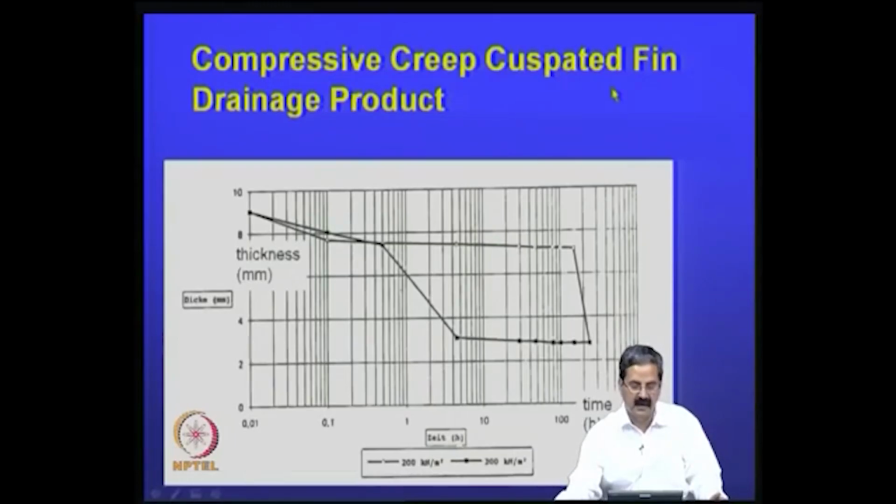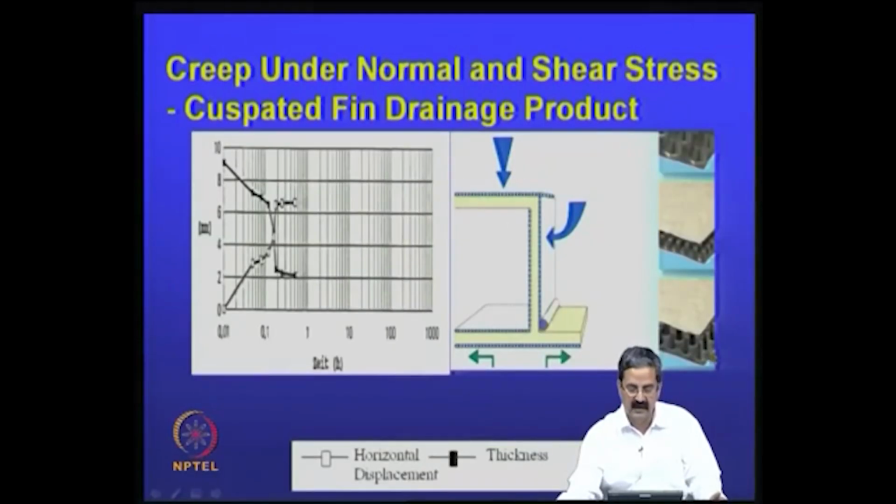Compressive creep applies to another product, which is called a cuspated fin drainage product. It is an interesting product that we use for many drainage applications. Say, for example, in the case of a retaining wall, it looks like this. You can see that it has some sort of projections, they are all called fins. So instead of putting a backfill next to the retaining wall, you have a material like this which can be useful as a drainage material. It is going to be very permanent, the thickness is also much less, and it is going to be much cheaper compared to sand or any gravel material, right. So these are some tests that one should do.